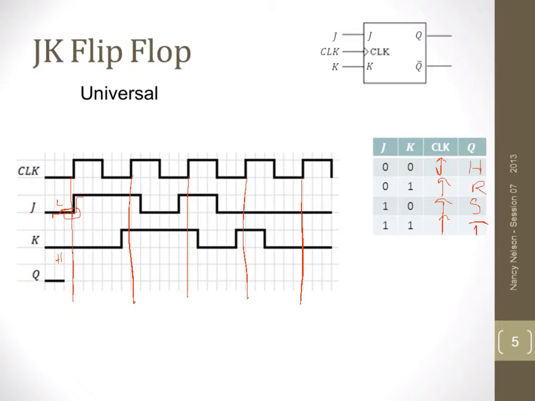So if we go to our next one, here we have J is high and K is high. I'm going to get a toggle, so I'm going to put a T right there. My next one, I have J is high, K is high again, so I have another toggle. My next one, I have J is low, K is high, which is a reset. So I have a reset here. And then finally I have J is low, K is low, which is a hold.